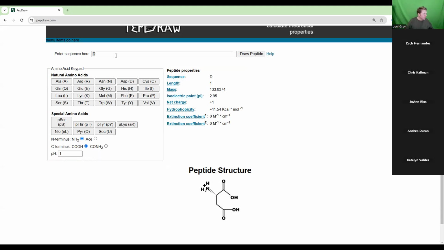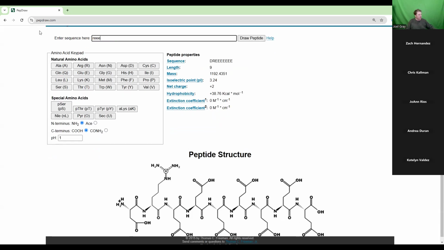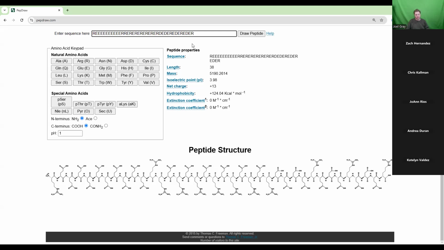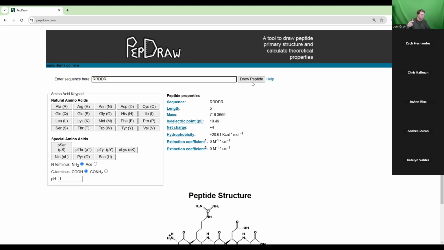Go ahead and plug in things like DRE. What does that look like? Boom, done. RER. What does that look like? There we go, that's what that peptide looks like. What sort of peptides are you going to see on your exam? Probably something no longer than 6 amino acids, 5 amino acids. So you should expect something like RRDR. That's arginine, arginine, aspartic acid, arginine.